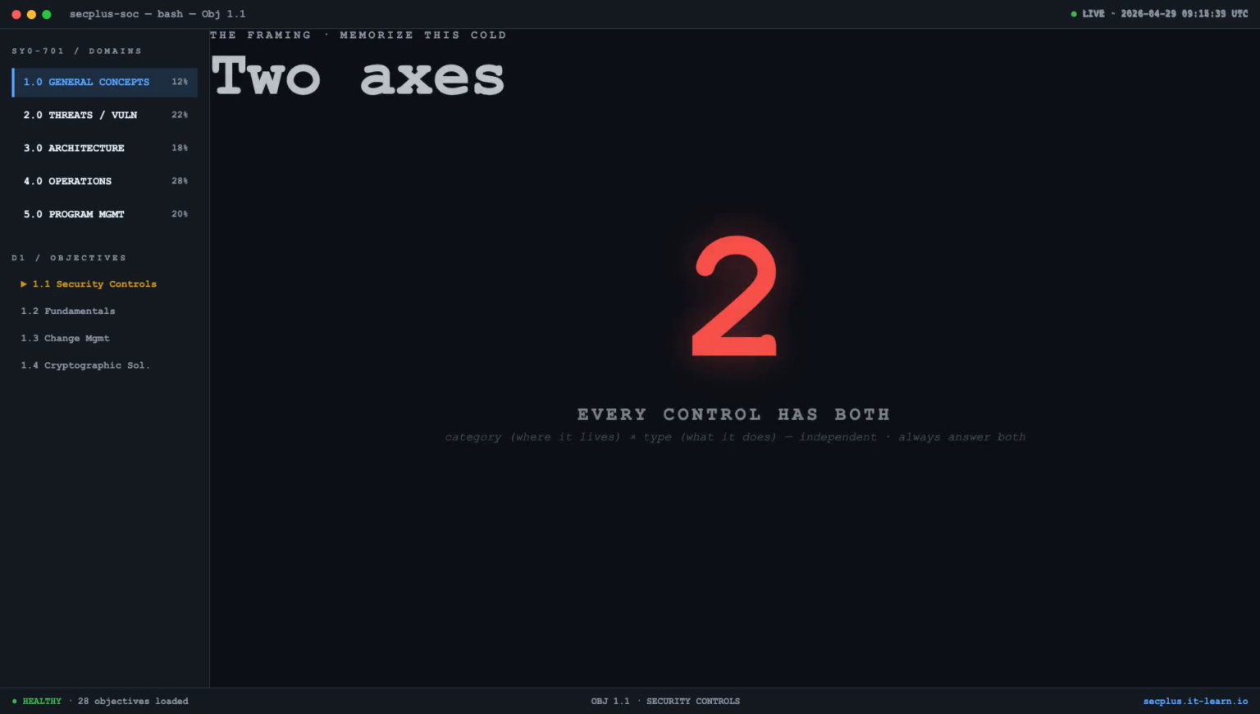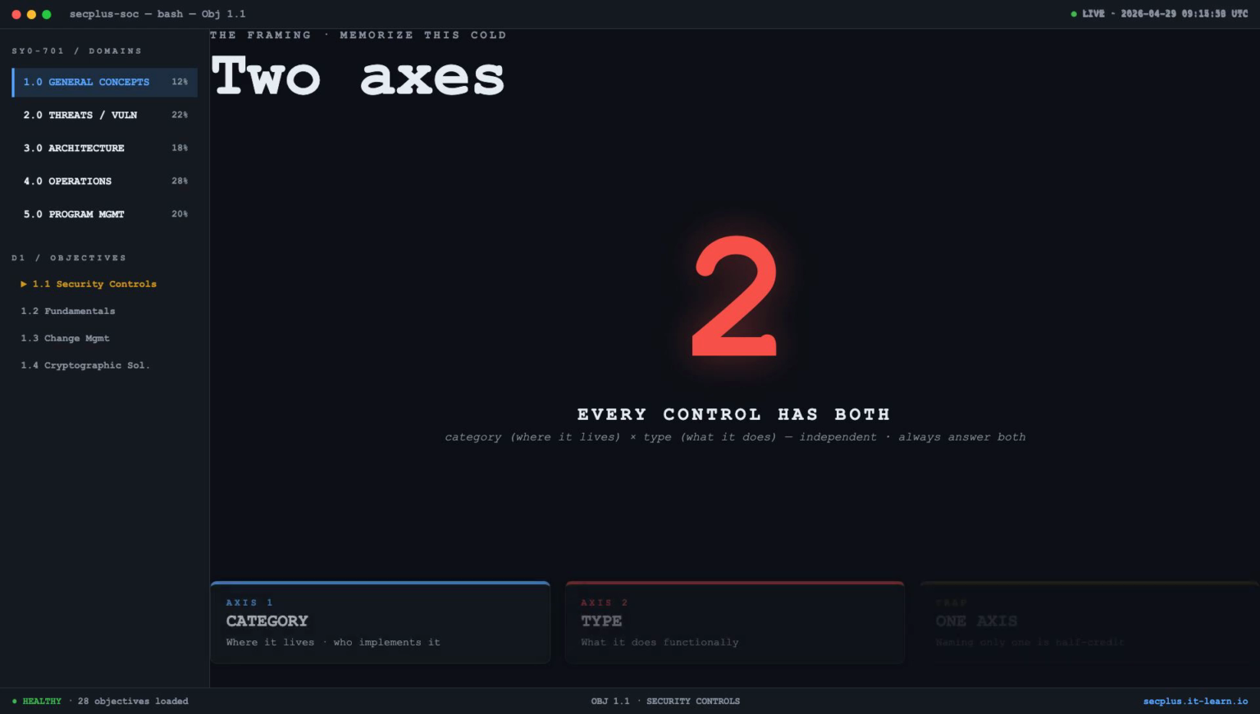Two axes, completely independent. A firewall is technical and preventive. A security guard is physical and operational and deterrent and detective and sometimes preventive. 6 labels for one human being. The exam will hand you a scenario and ask what category, then it will hand you another scenario and ask what type. And the trap question, the one that separates the people who pass from the people who retake, is the one that asks for both at the same time.